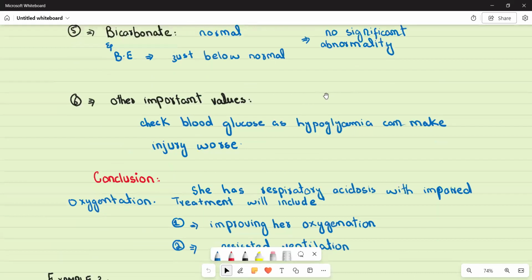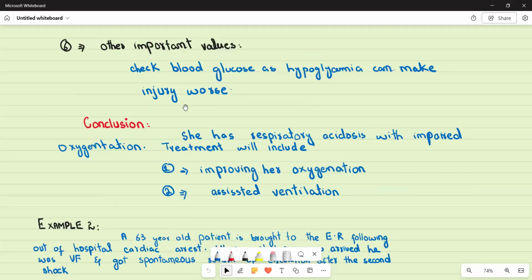Yes, this patient has been brought with low GCS and you need to check blood glucose because this patient sustained an injury. She fell from a height. She probably sustained a head injury, and hypoglycemia can make brain injury worse. So you need to rule out any hypoglycemia. So, in conclusion, she has respiratory acidosis with impaired oxygenation.